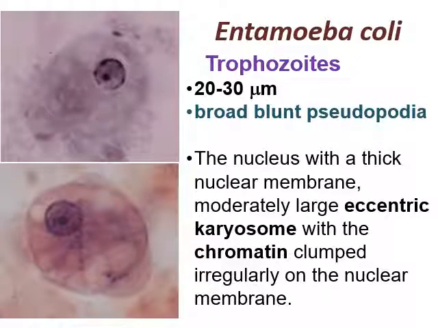The second commensal amoeba, Entamoeba coli: its trophozoites measure up to 30 micron, with broad blunt pseudopodia. The nucleus has a thick nuclear membrane and a moderately large eccentric karyosome, with chromatin clumped irregularly on the nuclear membrane. As we notice in the picture, it contains an eccentric karyosome and irregular nuclear chromatin dots arranged on the nuclear membrane.